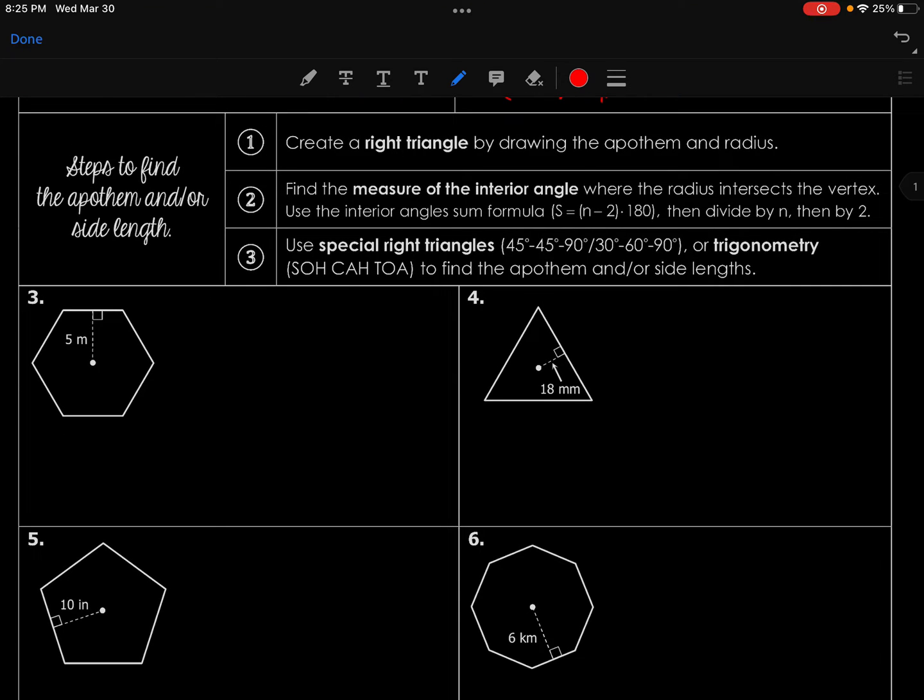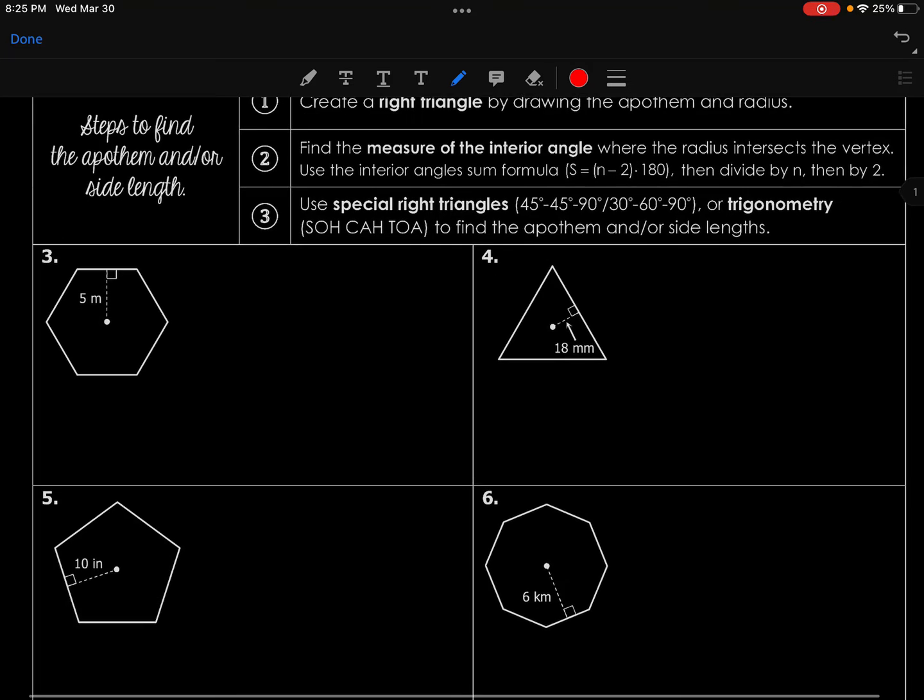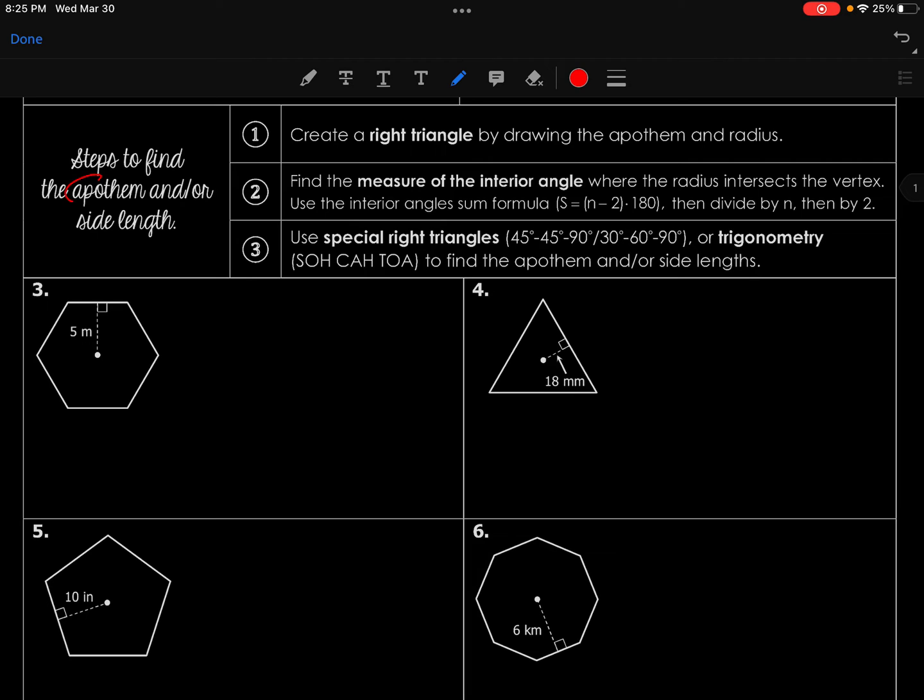Unfortunately, problems are not going to be so nice to you where they give you both the apothem and the side length of a polygon. Sometimes you have to find the apothem or the side length given one, so you have to find the other. So let's look at this example number 3. We're given only the apothem, which is 5 meters. Are we given the side length? No. So we need to find it.